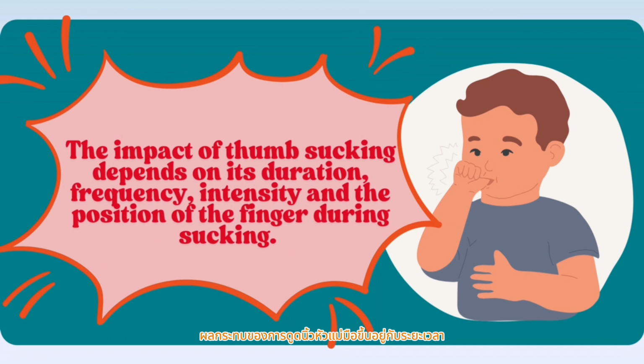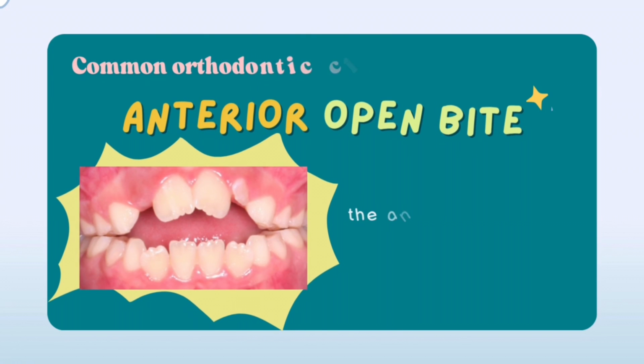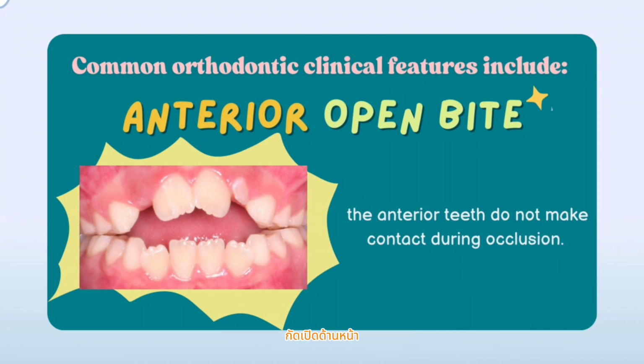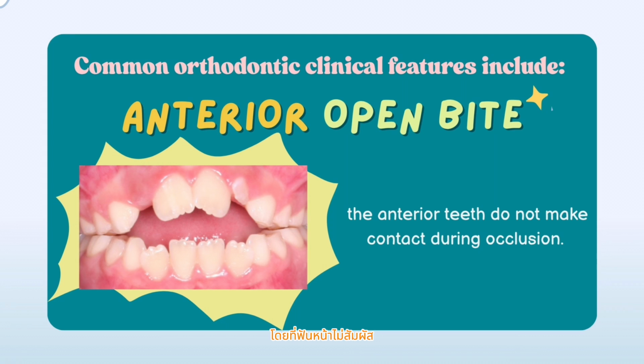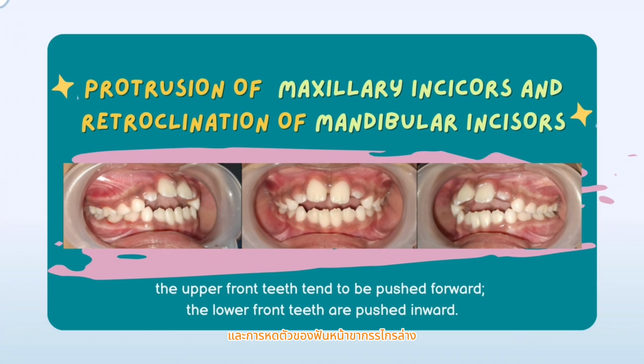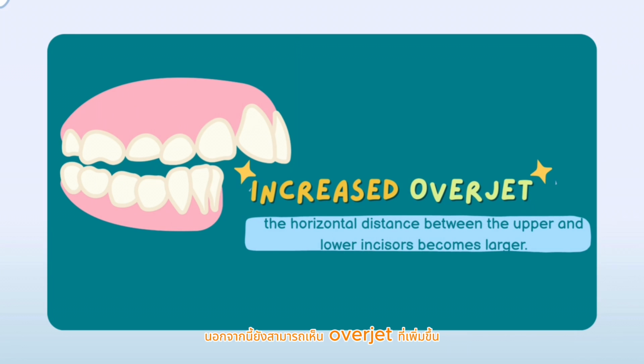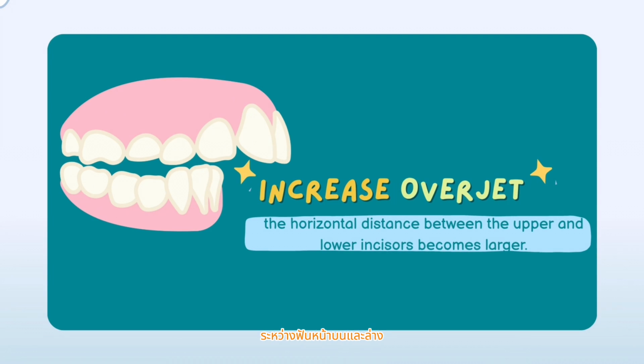The impact of thumb sucking depends on its duration, frequency, intensity, and the position of the finger during the sucking. Common orthodontic clinical features include anterior open bite, where the anterior teeth do not make contact during occlusion, protrusion of maxillary incisors and retroclination of mandibular incisors, where the upper front teeth tend to be pushed forward. The lower front teeth are pushed inward. An increased overjet can also be seen, where the horizontal distance between the upper and the lower incisors becomes larger.